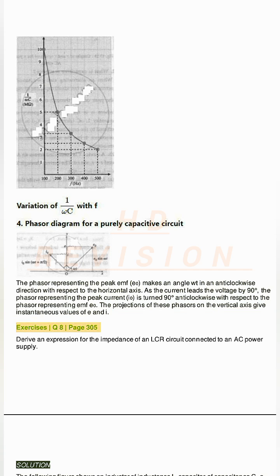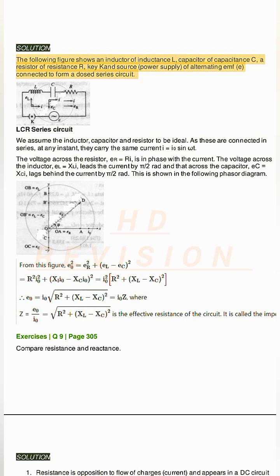Exercises Q8, page 305. Derive an expression for the impedance of an LCR circuit connected to an AC power supply. Solution. The following figure shows an inductor of inductance L, a capacitor of capacitance C, a resistor of resistance R, a key K, and a source of alternating EMF E connected to form a closed series circuit. LCR series circuit. We assume the inductor, capacitor and resistor to be ideal.